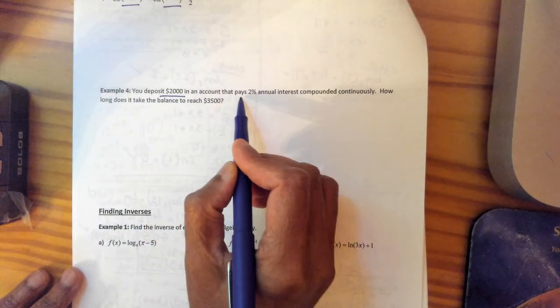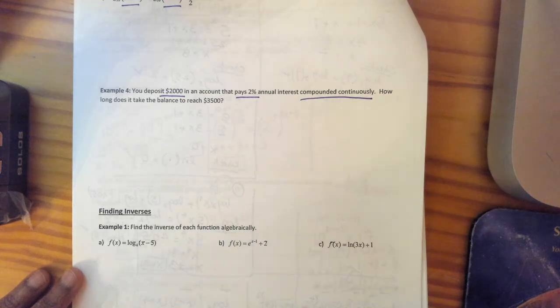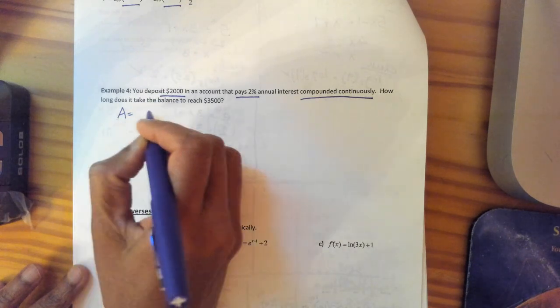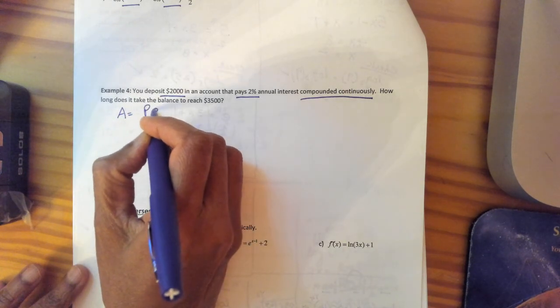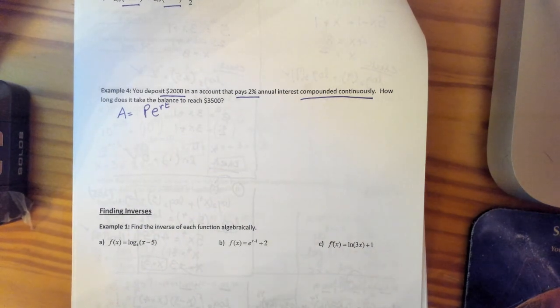So it says you deposit 2,000 in an account that pays 2% annual rate compounded continuously. So remember guys, when we did compounding continuously, our formula was: the final amount is based on the principal with the base e. It's called the PERT formula. P-E-R-T, PERT formula. This is the formula when you do the compounding continuously.